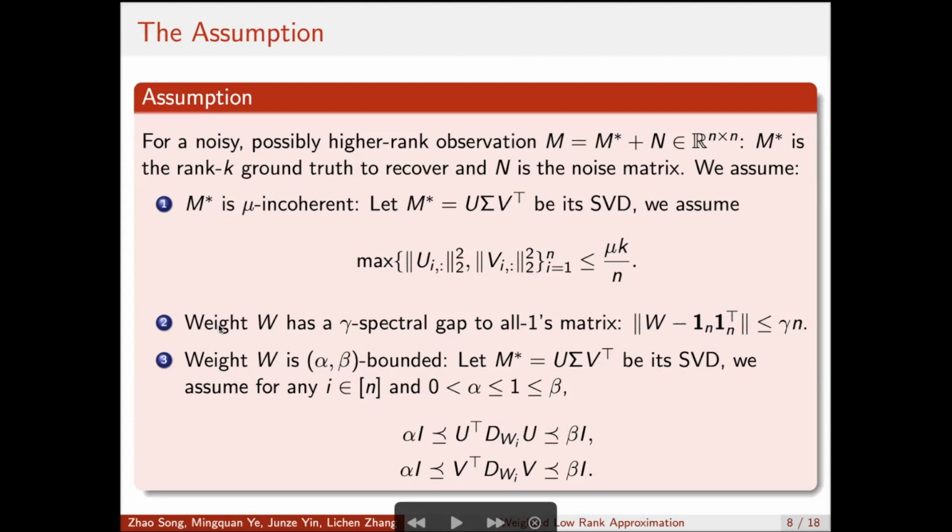In a more generalized sense, when dealing with non-negative weights, this assumption also puts a limit on the maximum magnitude of any entry in W to prevent degenerate scenarios.